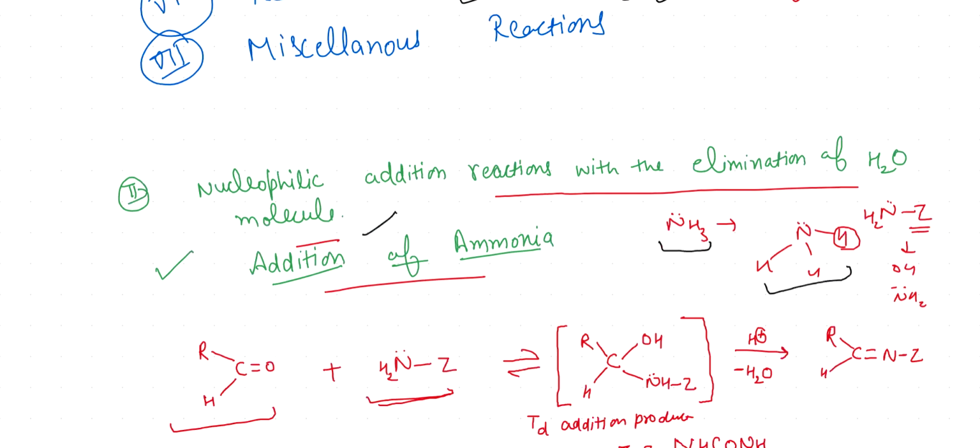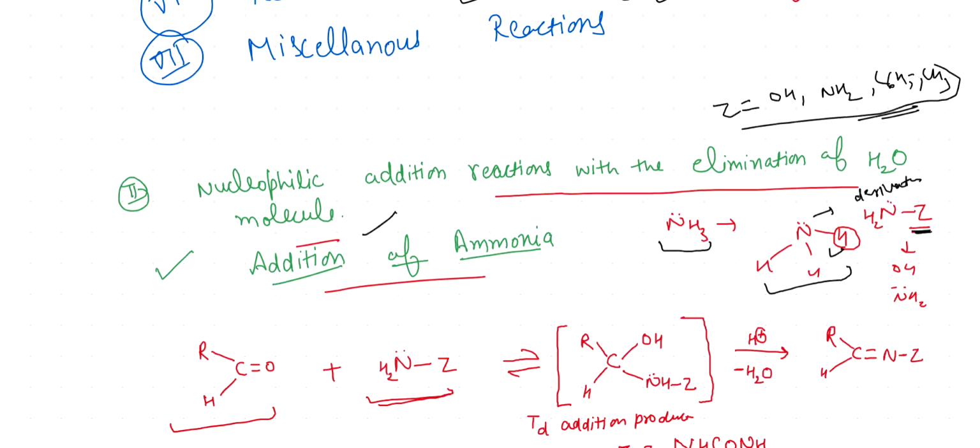When one of the hydrogens of ammonia is replaced with some other substituent, then we call it its derivative. Clear? So this H can be replaced with OH, NH2, or a phenyl ring or alkyl group. So I have represented this group with Z, and Z may be any group out of these mentioned entities. Clear? So Z is the common representation of these groups.